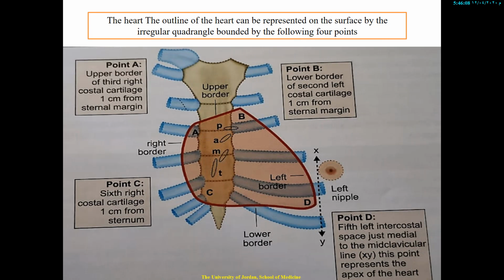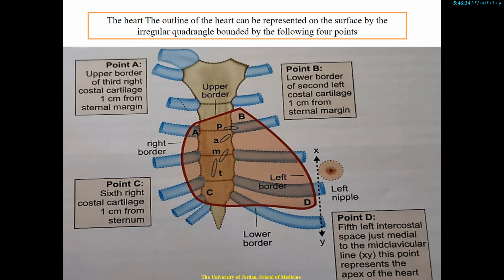I will talk in this lecture about the surface anatomy of the heart and its main valves. Also, I would talk about the auscultation of the heart and where we best hear the sounds of the closure of the valves of the heart.